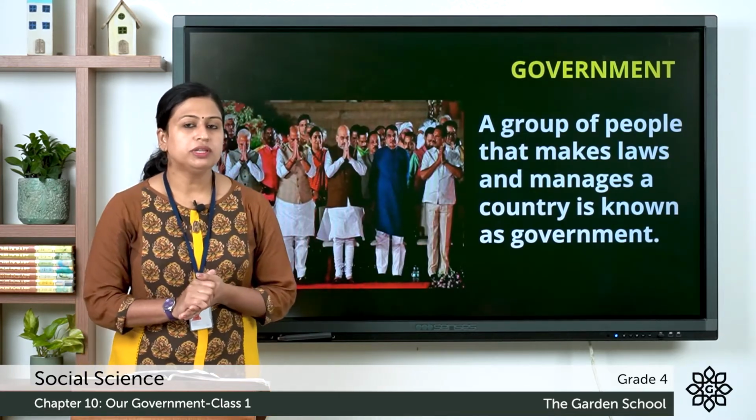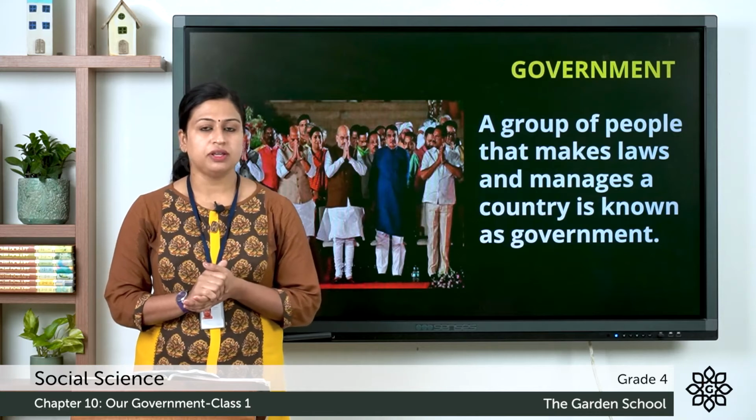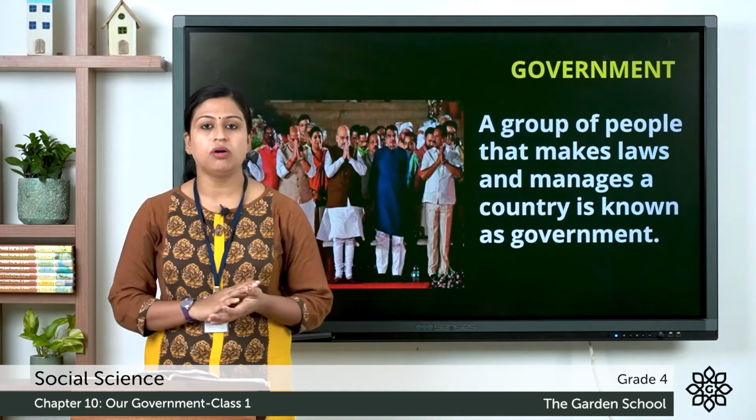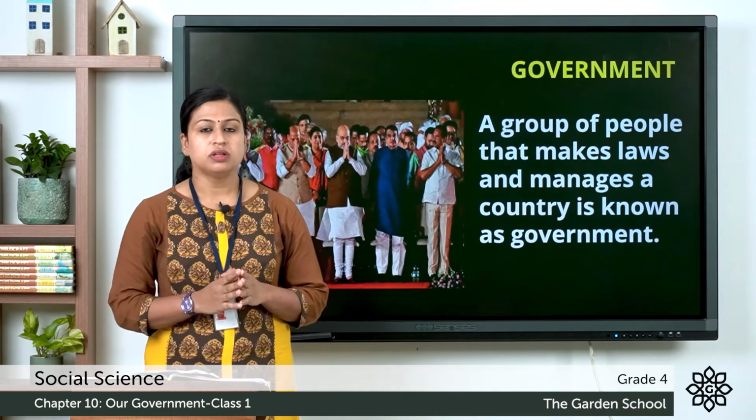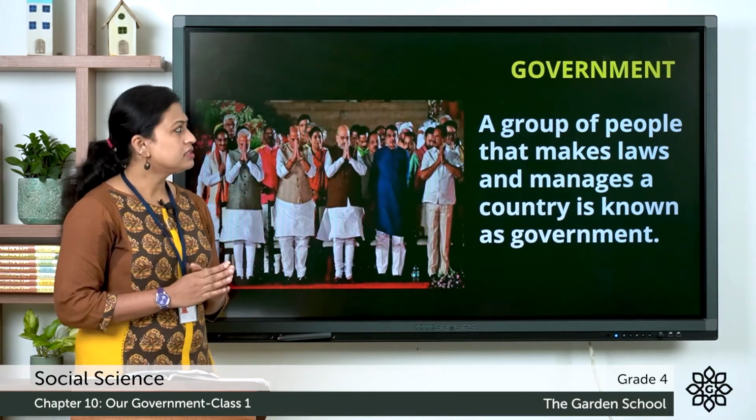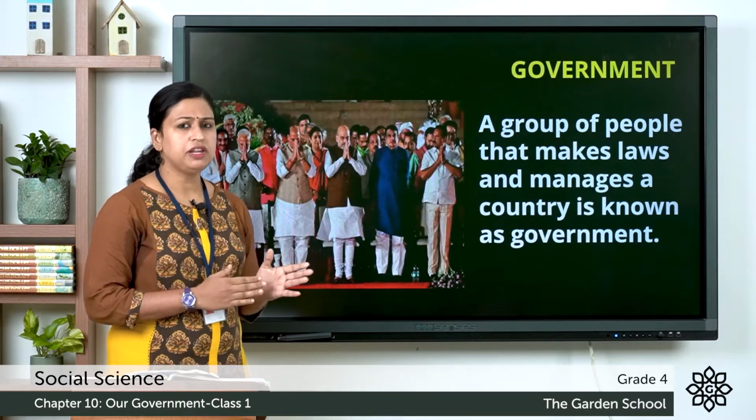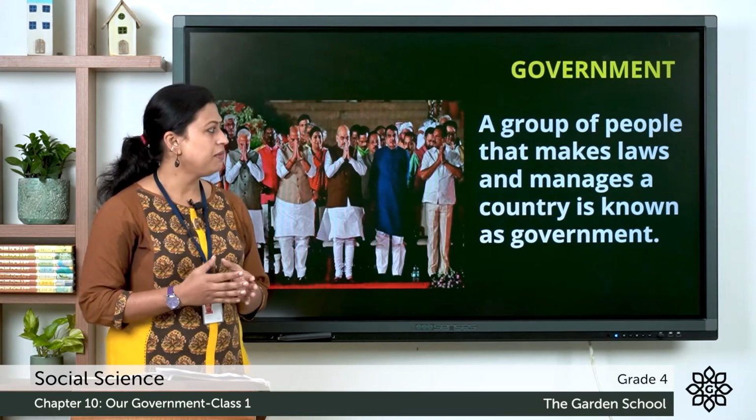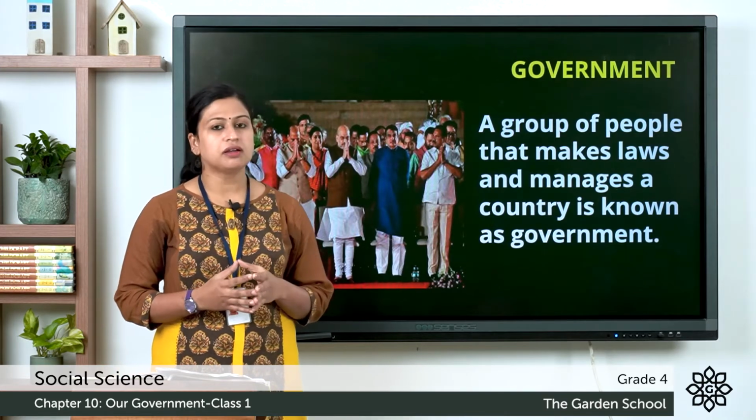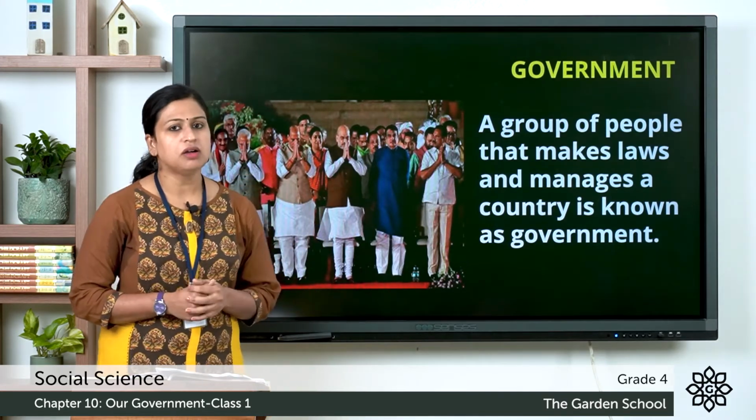Now, we all know that India is a vast country and a single person cannot rule this country. So we need a team. This team of people is known as the government. The definition of government is, a group of people that makes laws and manages a country is known as a government.